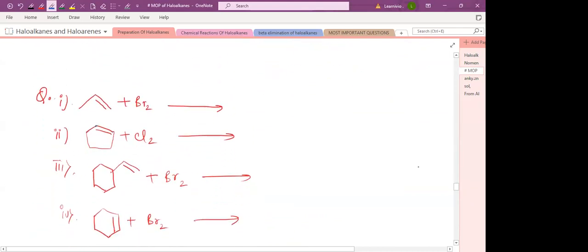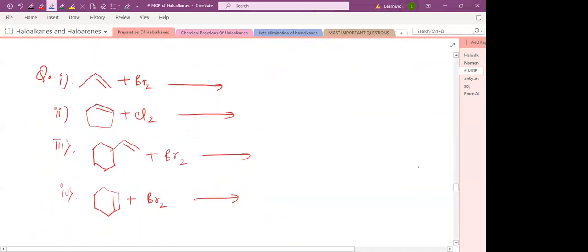Okay, let's do these questions. Yeah, so this is based on, you can see over here, the halogenation of alkene. Alkene is there and halogen is there. You are treating the alkene with halogen. Okay, so just write down the product.